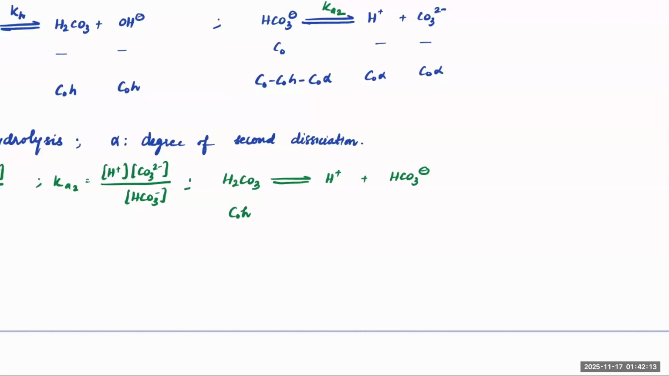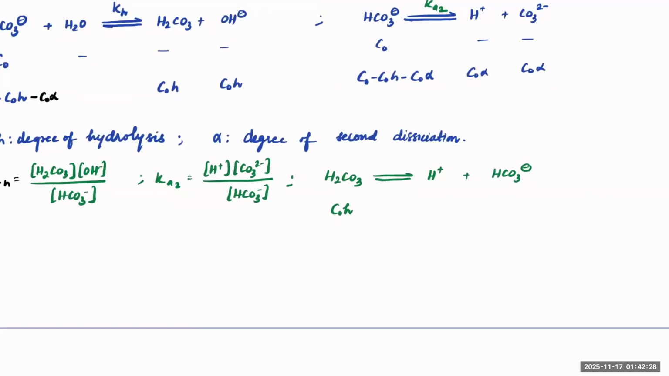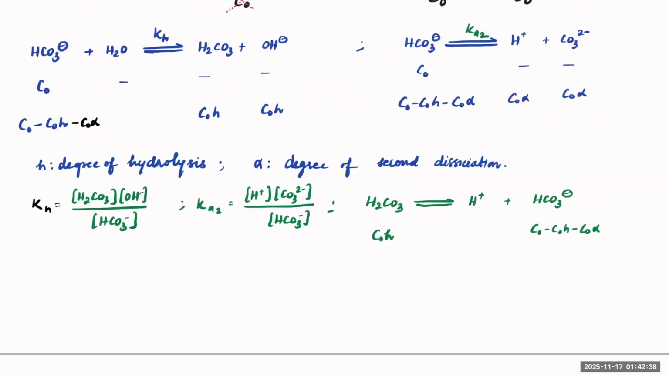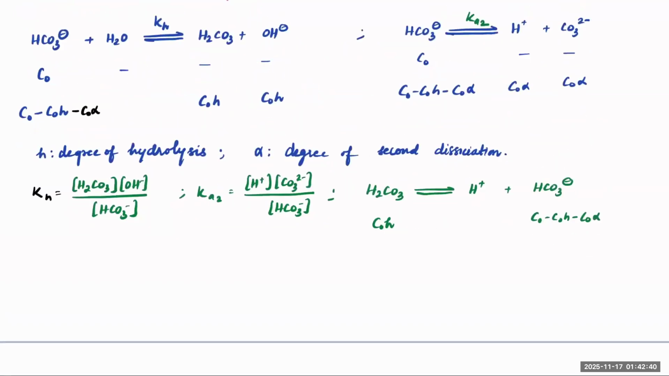Now you have C naught H here, correct? This one is C naught H here, and some amount of H plus concentration. Here we will be having some small amount of H plus concentration, and HCO3 minus is of what amount here? C naught minus C naught H, C naught H minus C naught alpha. These are the values we have. So far, based on the given options, this is what we learned.